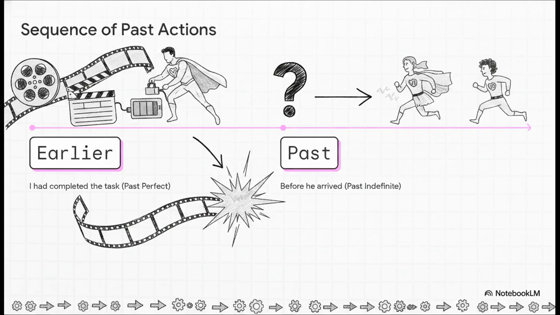The logic here is incredibly strict, but so satisfying. The past perfect literally has to happen before the past indefinite. It perfectly sets up the sequence of events so your reader never gets lost.